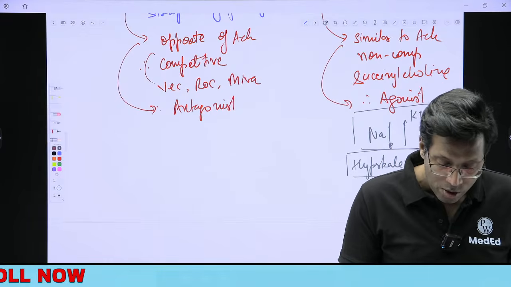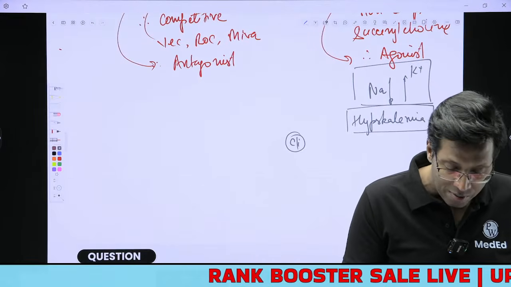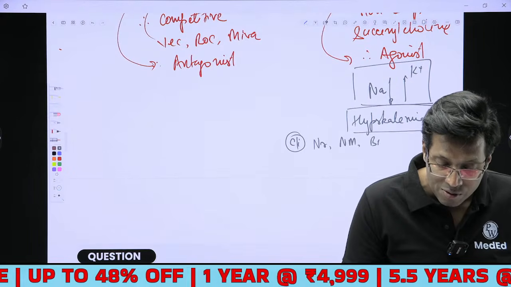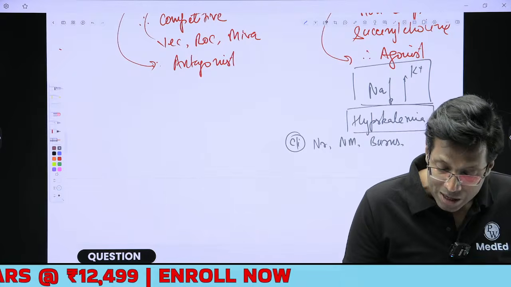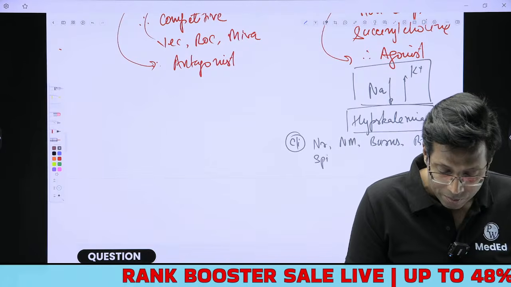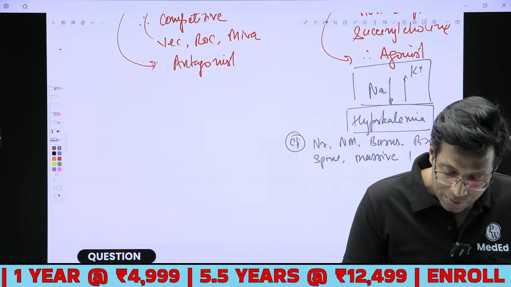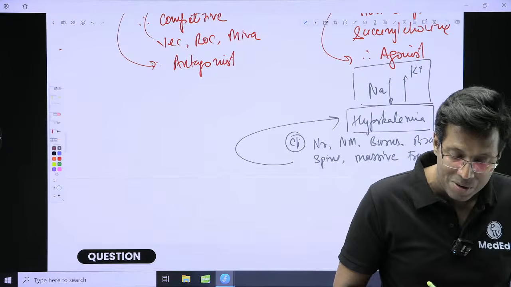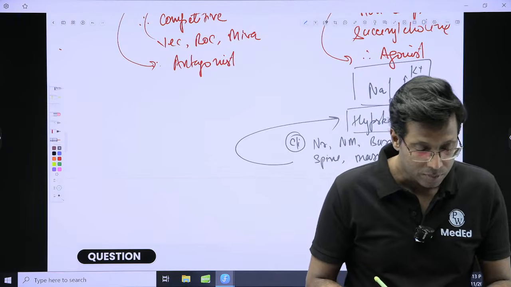So what are the conditions where succinylcholine is contraindicated? Anyone having a nerve disorder, neuromuscular disorder, anyone having burns, anything with the CNS or brain, spine, massive trauma. In all these conditions, there is an increase in the extrajunctional receptors and high chances of hyperkalemia. So therefore, they are contraindicated for succinylcholine.